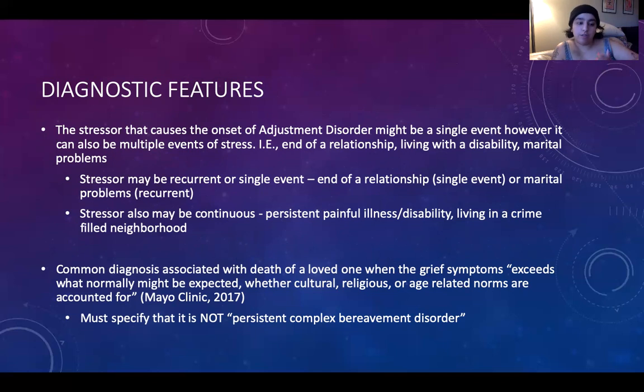What I found most interesting about this was the connection with grief, and how we often see adjustment disorder diagnosed when it's associated with the death of a loved one, because the grief symptoms are going to exceed what is normally expected. That also includes taking into account cultural, religious, or age-related norms. And specific to this, you have to be able to rule out persistent complex bereavement disorder, which is a whole other thing.